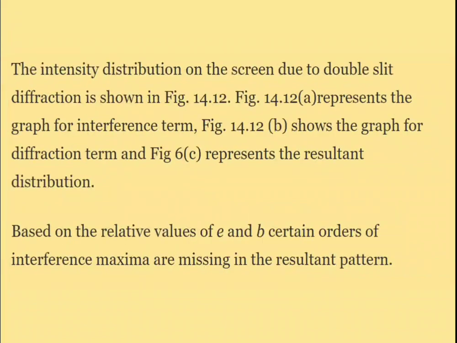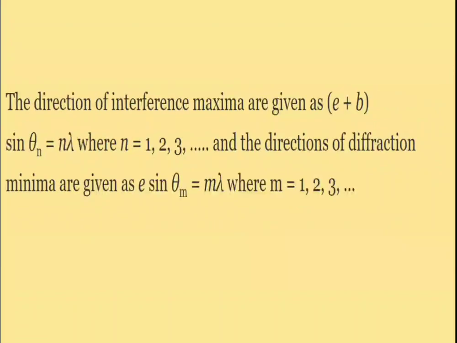The intensity distribution on the screen due to double slit is shown in the figure. It represents the graph of interference and also shows the graph of diffraction, and the next graph represents the resultant distribution. Based on relative values of e and b, certain orders of interference maxima are missing in the resultant pattern, which can be observed through the next slide graph.